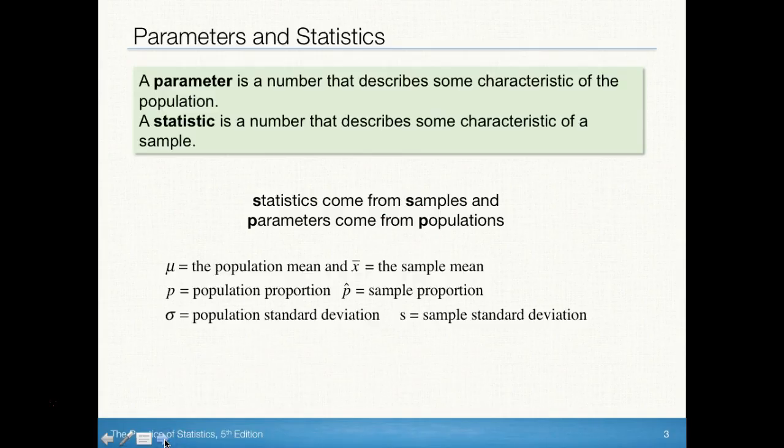Here are some population parameters and sample statistics we've worked with in the past. Mu, the population mean. X bar, the sample mean. P, the population proportion, although some textbooks actually use the Greek letter pi. And P hat is the sample proportion. Lowercase sigma, the population standard deviation, and S, the sample standard deviation.